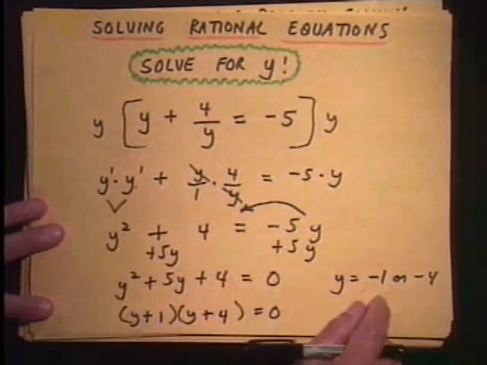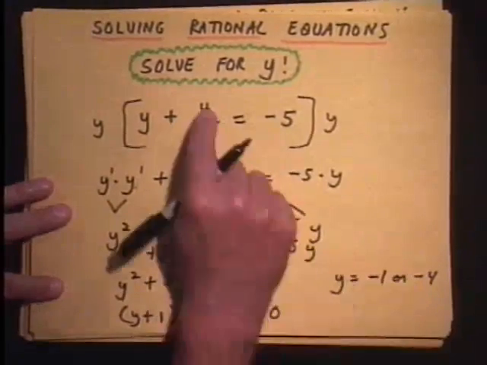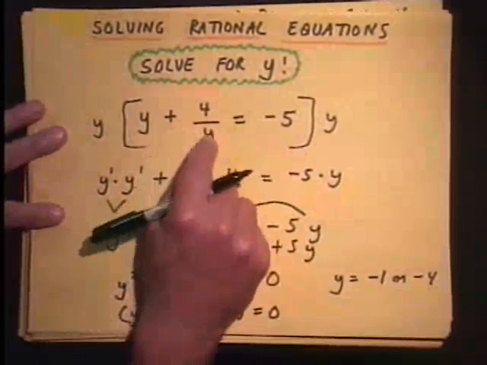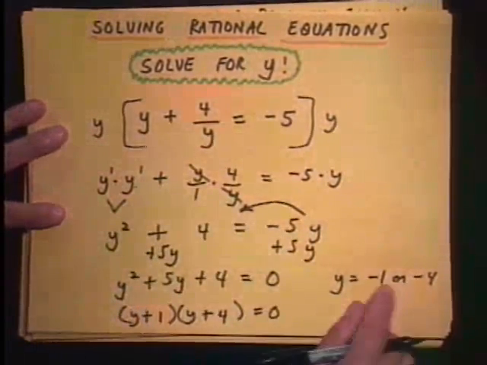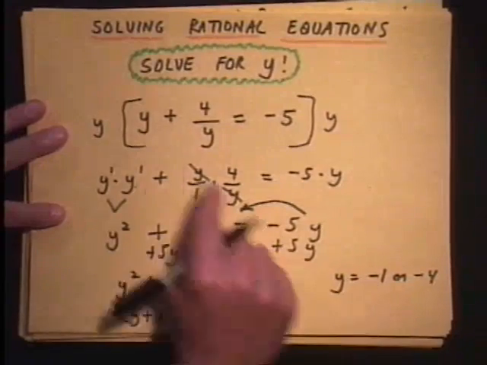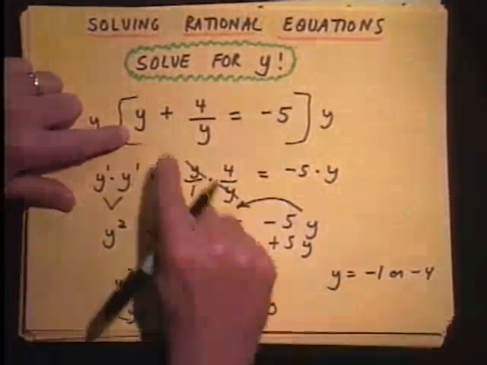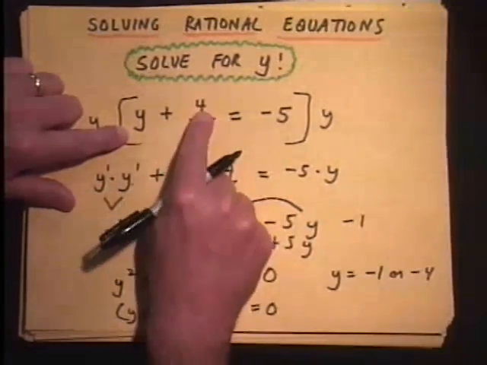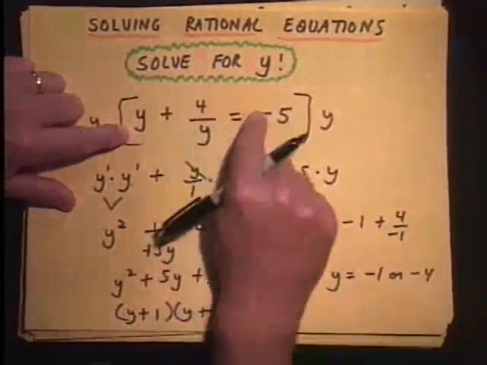Now again, something we haven't discussed in a while with equations, if you take the numbers and plug them back in up here, they'll make perfect sense. You always have to guard, make sure this number doesn't make the denominator 0, neither of these will. Let's go ahead and check -1. I'm going to go back up here, and wherever I see a y, I'm going to put in -1. So -1 plus 4 over -1 equals -5.